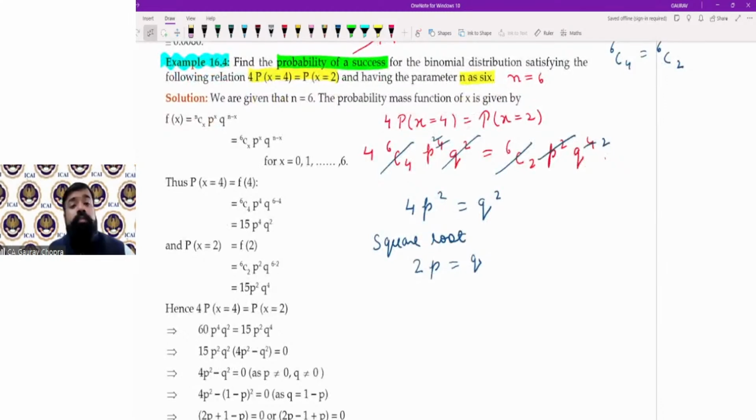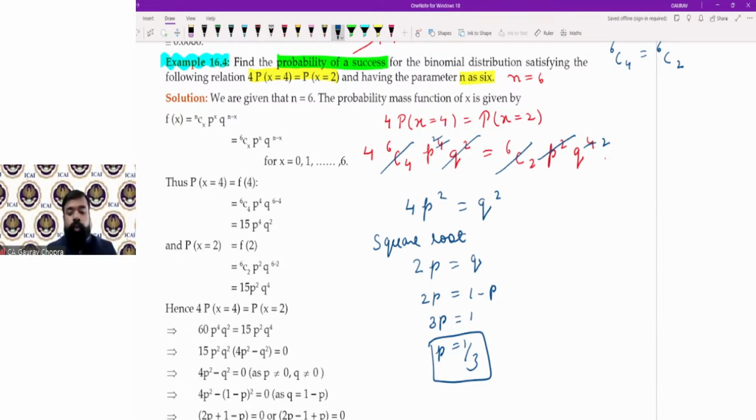Then what is the value of P? P will be 1. What will be the value of Q? Q can be written as 1 minus P. So therefore, it will be 3P equal to 1 and P becomes 1 upon 3. So 1 by 3 becomes the value.